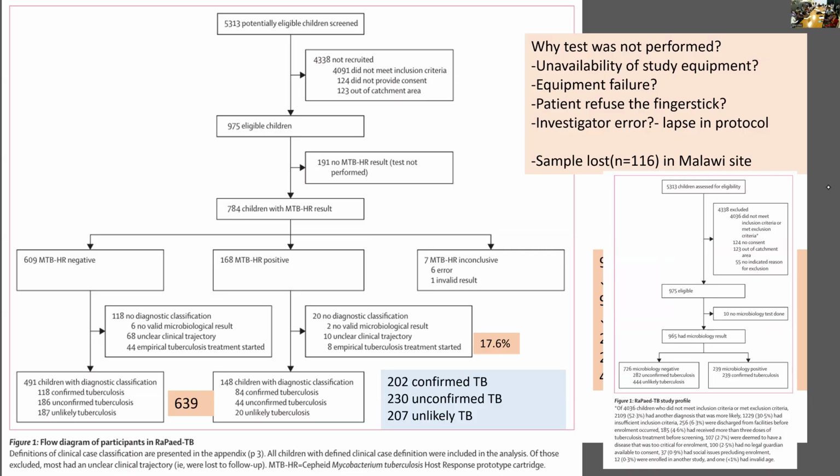So finally at the end of it, we have 639 patients, out of which 202 are confirmed TB, 230 have unconfirmed TB, and 207 have unlikely TB. Based on the original protocol, we have 239 confirmed TB, which is almost similar to 202, only 50 difference. Unconfirmed TB is 282 and 230. Unlikely TB is significantly smaller. You can see 444 in the original paper, but now we have only 207 unlikely TB. So this can inherently inflate our sensitivity.